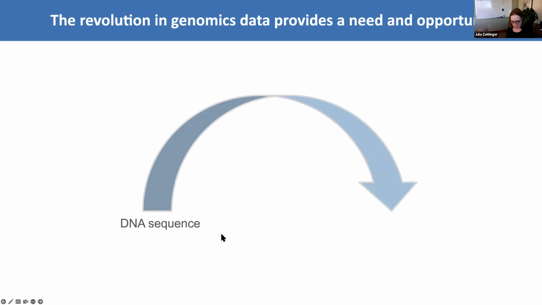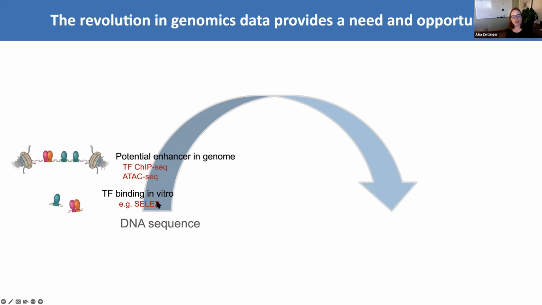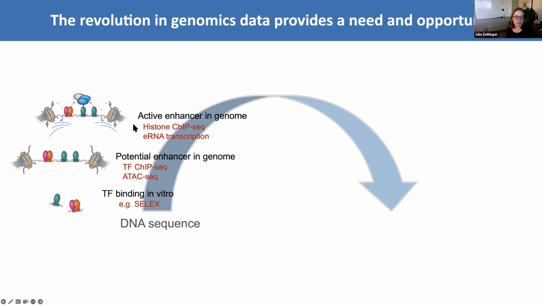So starting from DNA sequence, we can now measure on a large scale how transcription factors bind to small DNA motifs using SELEX, for example. So this would be in vitro. We can also measure transcription factor binding in vivo really, really well. We can also measure chromatin accessibility. Then we can measure how enhancers become active. When enhancers are active, they have certain histone modifications. They also have enhancer transcription, so there's a little bit of RNA involved here too.